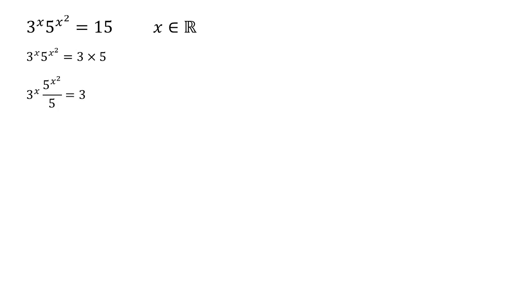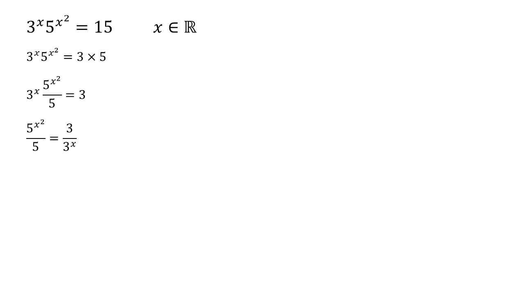So we end up with 3 to the x times 5 to the x squared all over 5 is equal to 3. I'm then going to divide both sides by that 3 to the x. So we end up with 3 over 3 to the x on the right-hand side. So now all the 5's are together on the left, all the 3's are together on the right.